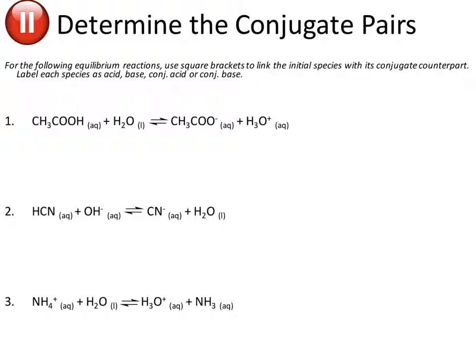So take a moment here and try to determine the conjugate base pairs. So do some square brackets and see if you can figure out how they're linked, and also label the acid, base, conjugate acid, and conjugate base below. So pause the video, and when you're ready to return, we'll give you the answers.